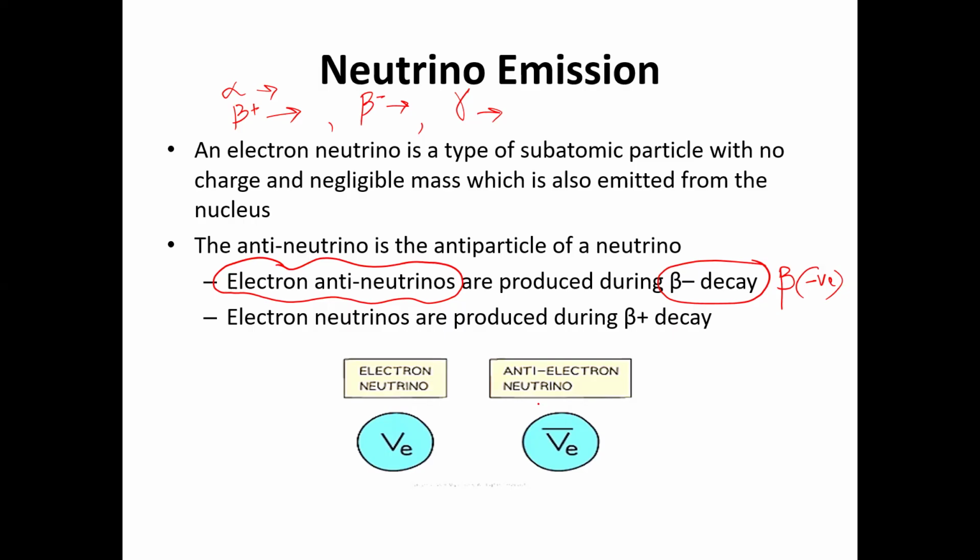And how do we represent electron antineutrino? It is represented in this way: νe, e for electron, ν for neutrino. And this bar at the top is representing anti-electron neutrino.